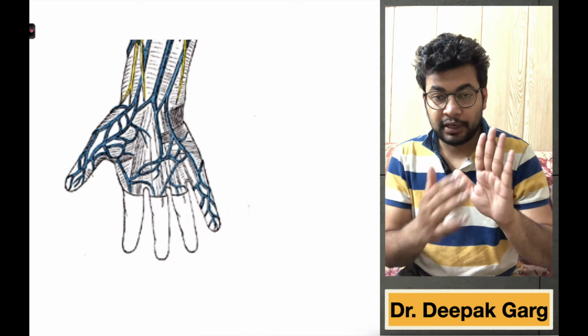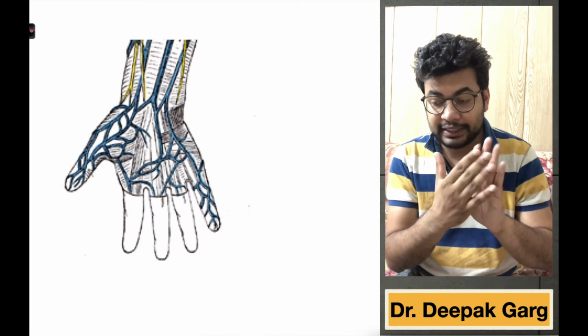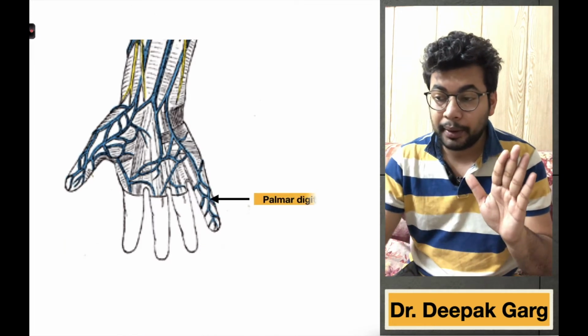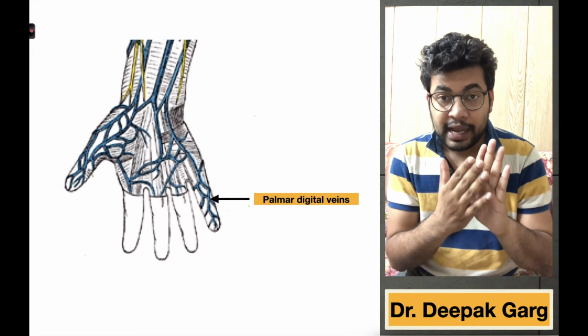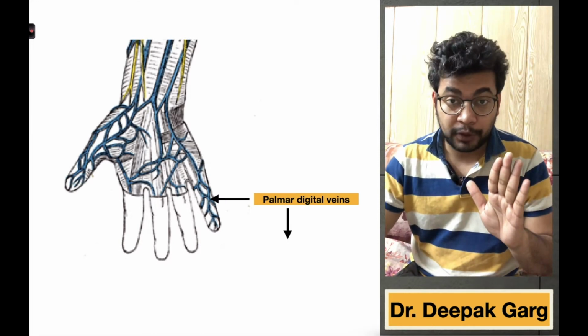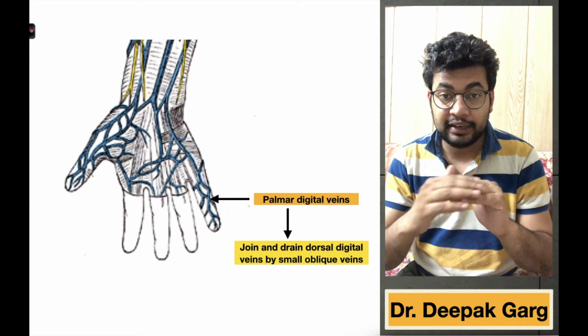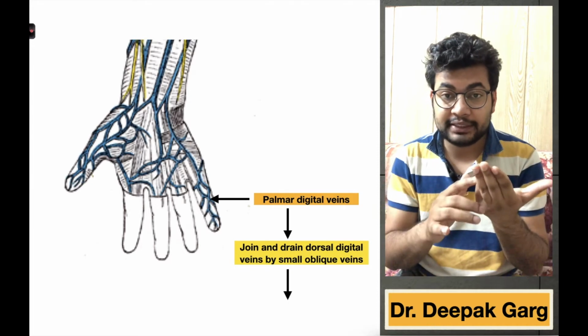Similarly, we talk about the palmar aspect of the digits. They are drained by the palmar digital veins, and then they drain into the dorsal digital veins via small oblique veins called intercapitular veins.